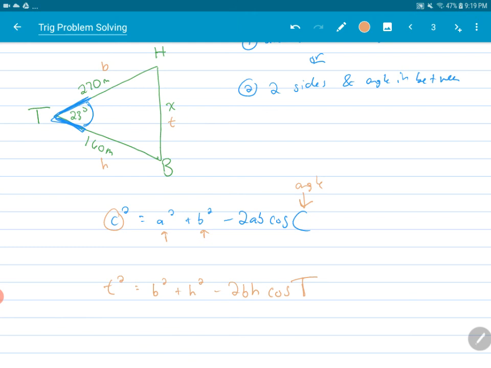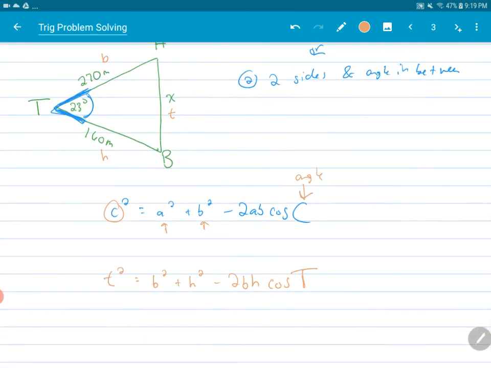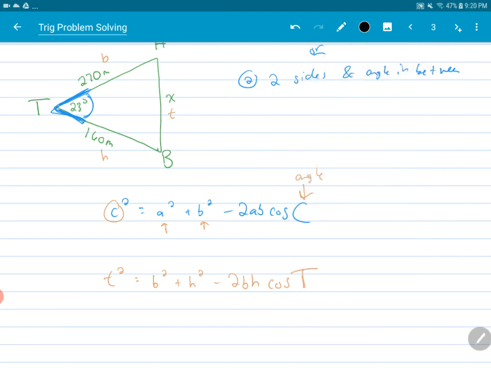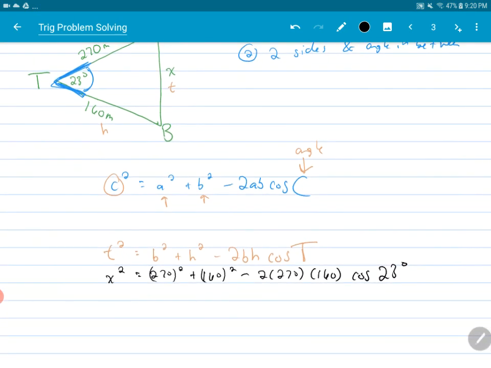And now that we've done that, it's a lot easier to just put our letters in here. So we don't know what T is, but we are just calling it x for now. You don't have to. You can even just have left it as little t. It doesn't really matter. So we'll call this for now x squared, since I already did that, equals 270 squared plus 160 squared minus 2 times 270 times 160 cos of 23 degrees. So you have that whole thing set up. You can pause it and try it on your own and check back for the answer.